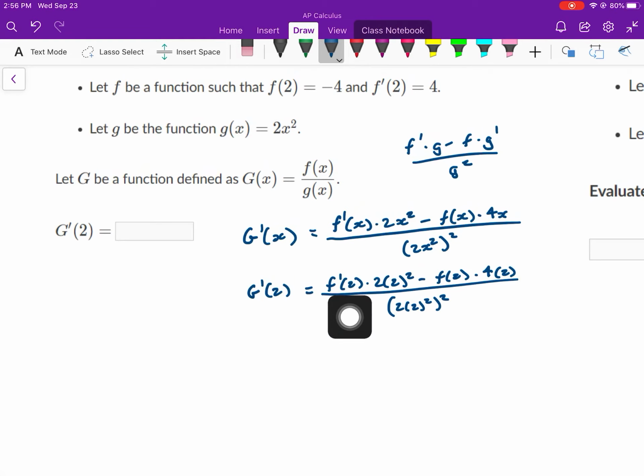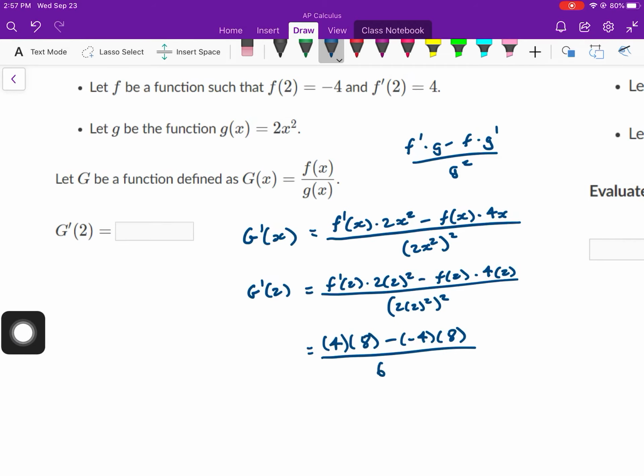All right, excuse me, f prime of 2 is going to be 4. Then times the 8 there. 2 squared is 4 times 2 is 8. f of 2 is negative 4, times 4 times 2 is 8. And then here we get 2 squared is 4, times 2 is 8, squared is 64. Simplify this a little more. We get 64 over 64, which is 1.